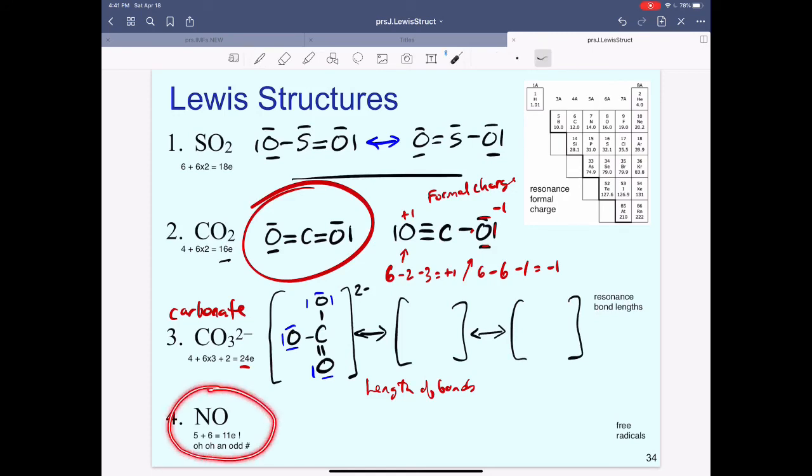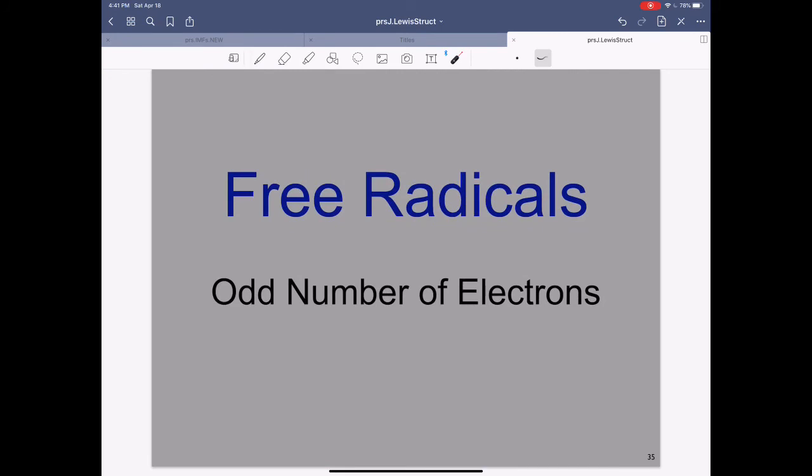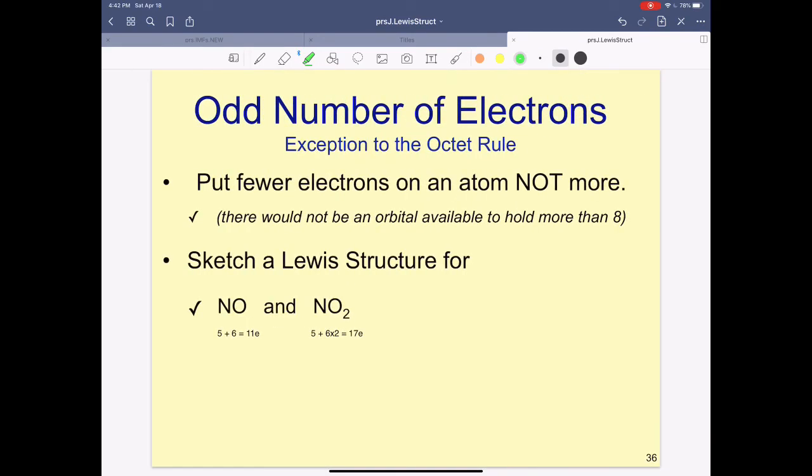Lastly, we have nitrogen monoxide, which is interesting because of its odd number of electrons. This is called a free radical. Odd number of electrons is a free radical. And so, let's take a look. We want fewer electrons on an atom, not more, and this is because there's not any set of valence orbitals able to hold more than 8 electrons. Unless, of course, we're expanding an octet, and that can't happen with nitrogen and oxygen.